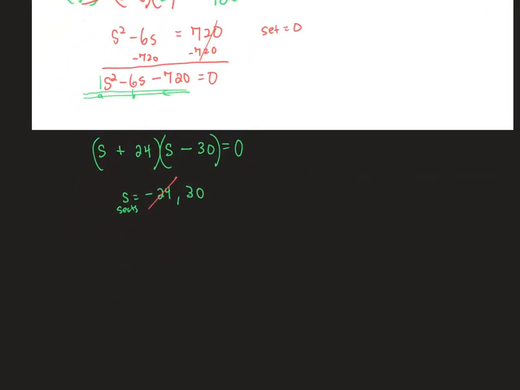So the rows was 6 less. So basically all you've got to do is subtract 6 from the 30. So since S is actually 30, 30 minus 6 is 24.